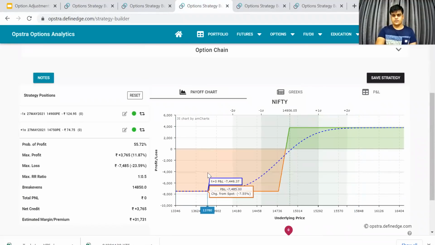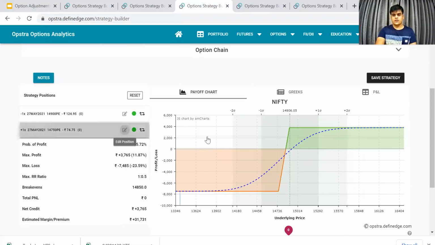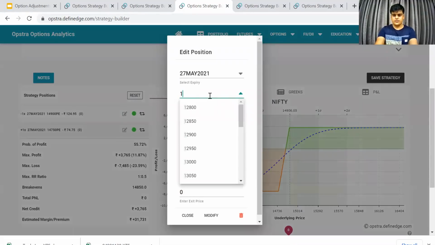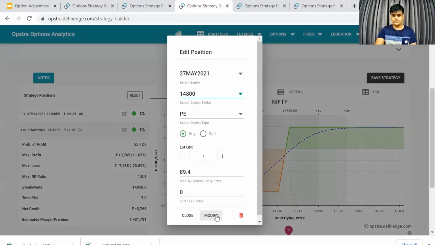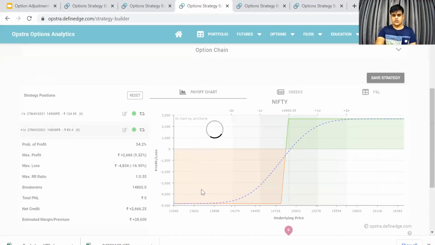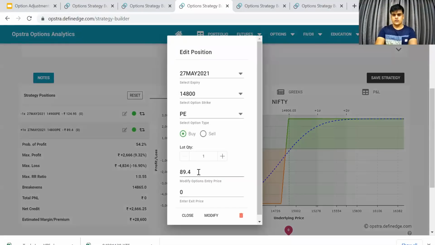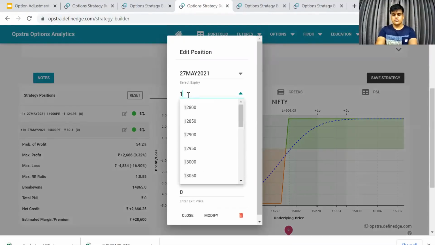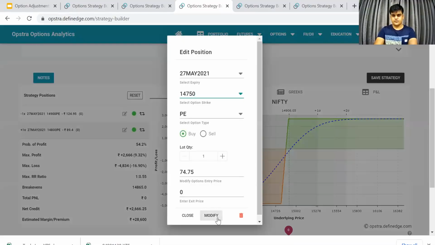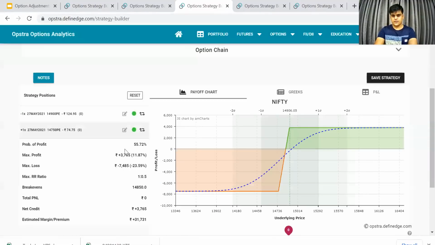You can even buy 800. Anything is fine. Suppose let's do 800. See, the loss is capped on the downside. So you buy the break even, like anything is fine. 750 is fine, 800 fine. If I bought 800, then max loss is 4834. But if I buy 750, the max loss will increase and the max profit will also increase. See, both have increased. So this is one way to manage a naked put sell.